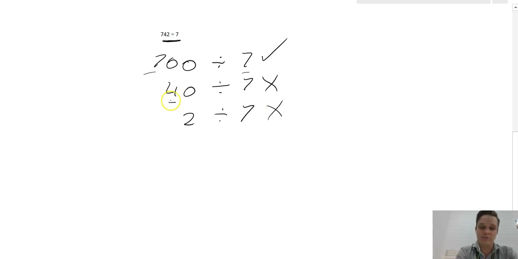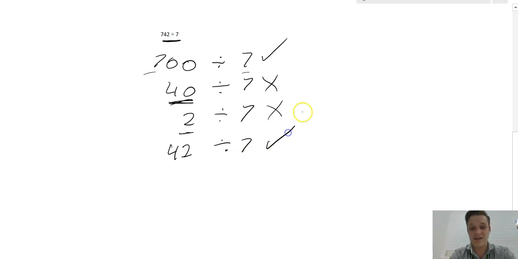But what can we do with our 40 and our 2 to make it work? We can regroup. If we regroup them into all our ones, we end up with 42 ones. So we change our tens to our ones, and I know 42 can be divided by 7. So if we do that, put that into our area model.